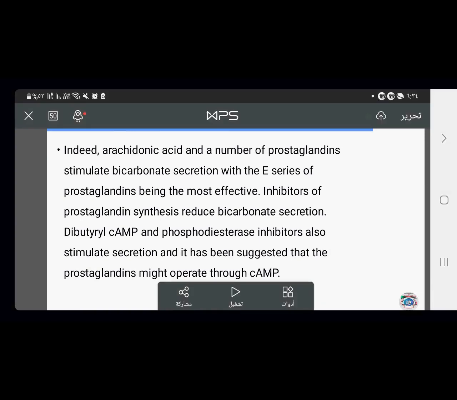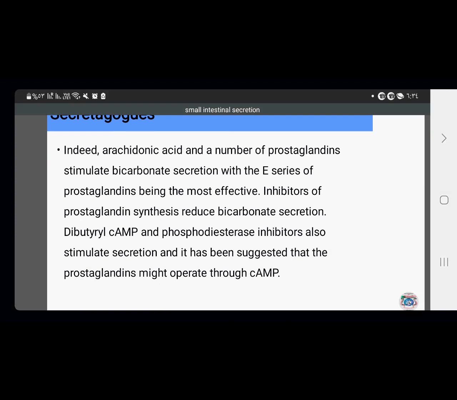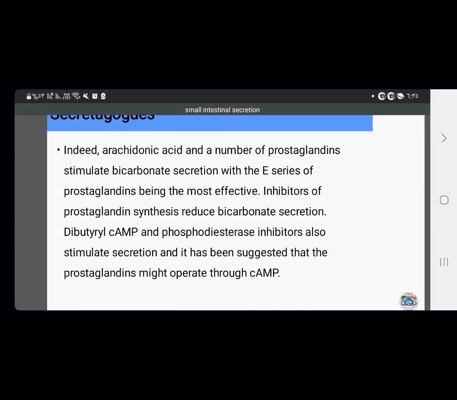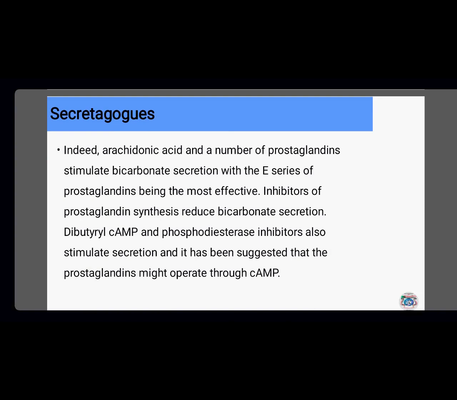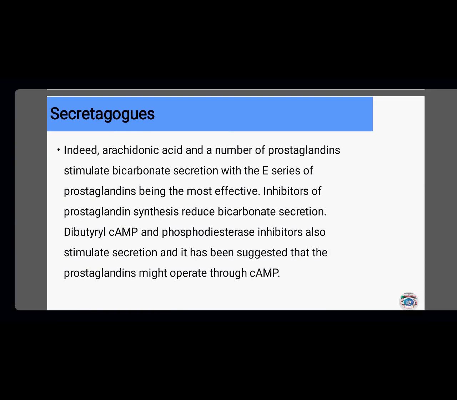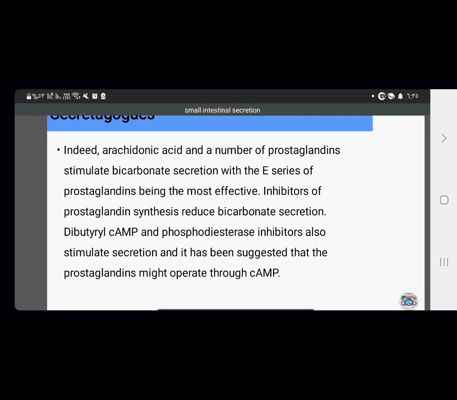As you know, we have different kinds of prostaglandin. The most important one in bicarbonate secretion in the intestinal secretion is prostaglandin E. It is the most effective. Inhibitors of prostaglandin synthesis reduce bicarbonate secretion. Dibutyryl cyclic adenosine monophosphate and phosphodiesterase inhibitors also stimulate secretion, and it has been suggested that the prostaglandins might operate through cyclic AMP, one of the most famous second messengers, as you know.